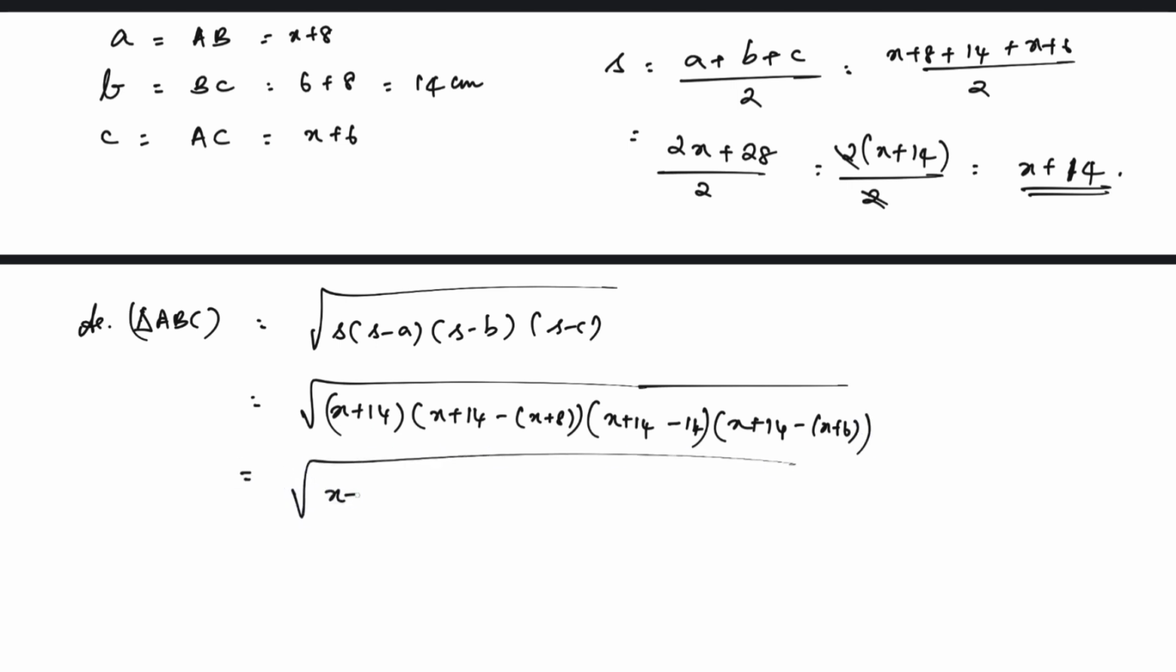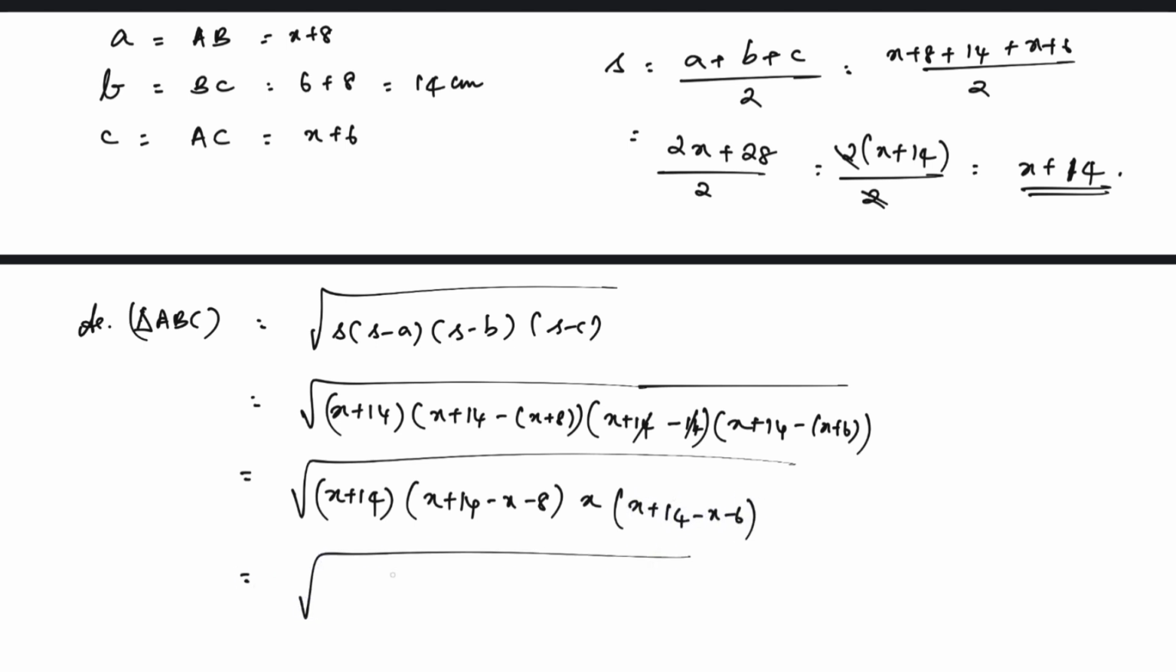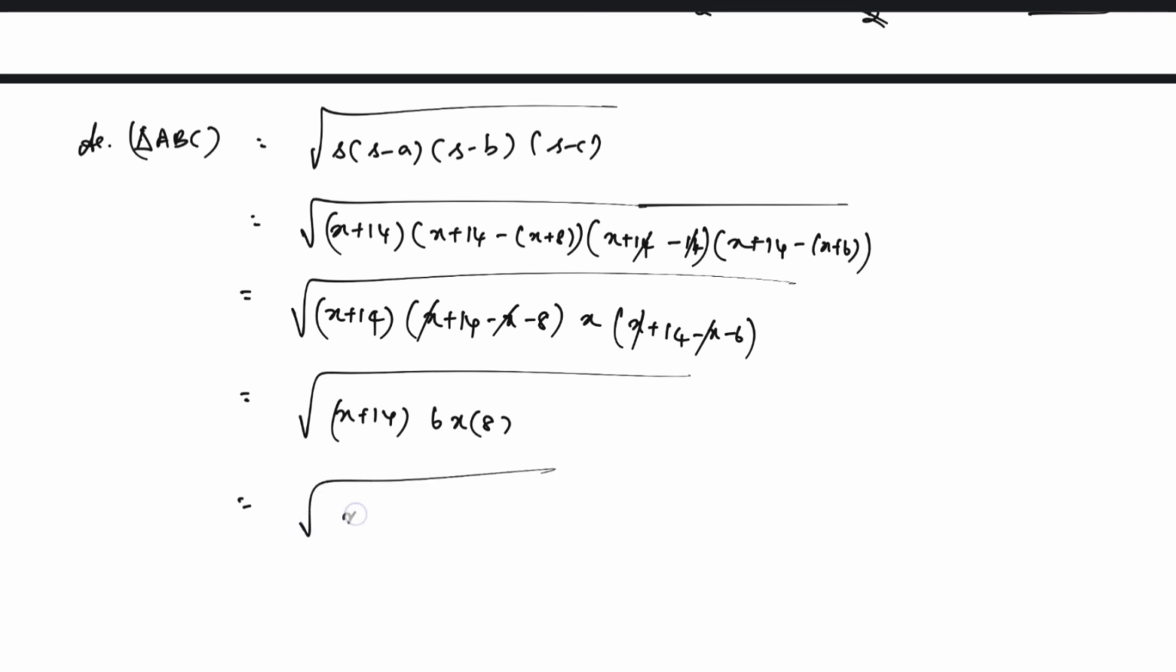Solving them, root of x plus 14 into x plus 14 minus x minus 8, into 14 gets cancelled, x into x plus 14 minus x minus 6. We get root of x plus 14 into, x gets cancelled, 14 minus 8 is 6, x into, x gets cancelled, 14 minus 6 is 8. Further solving, we get root of x plus 14 into 8 6s are 48x. Let us keep it as such. Therefore, we have got area of triangle ABC is root of x plus 14 into 48x.